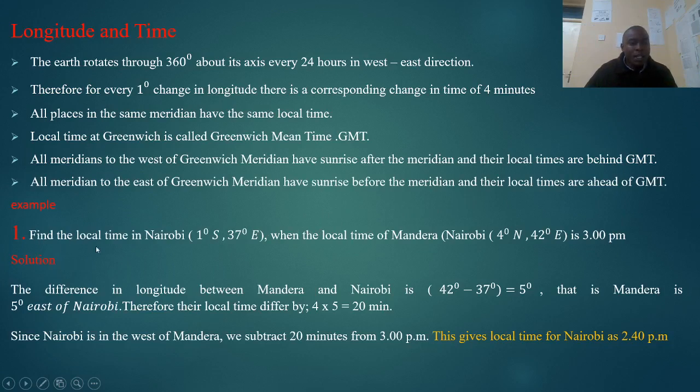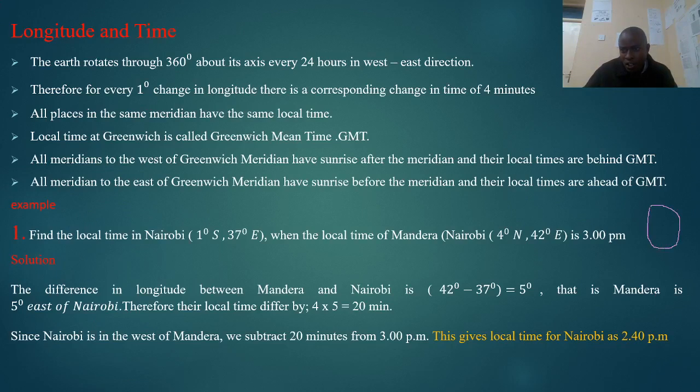Example: find the local time in Nairobi, 1 degree south, 37 degrees east, when the local time of Mandera, that's 4 degrees north and 42 degrees east, is 3 p.m. Now what to do? It's good to sketch, as I have said before. Always in these questions, sketching is very essential, because you'll know whether a point is to the east or to the west of the other.